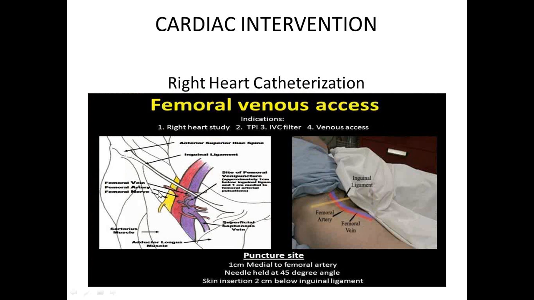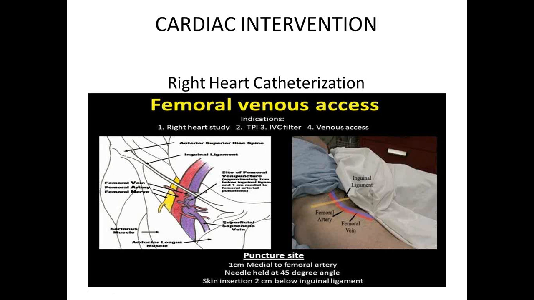You have to know this relationship when you're doing a catheterization, because you want to enter the vein. When you're doing a right heart catheterization, you want to enter the femoral vein, not the femoral artery. If you're doing a left heart catheterization, then you enter the femoral artery, which allows you to get to the left side of the heart. But if you want to get to the right side of the heart, you have to enter the femoral vein. Okay.